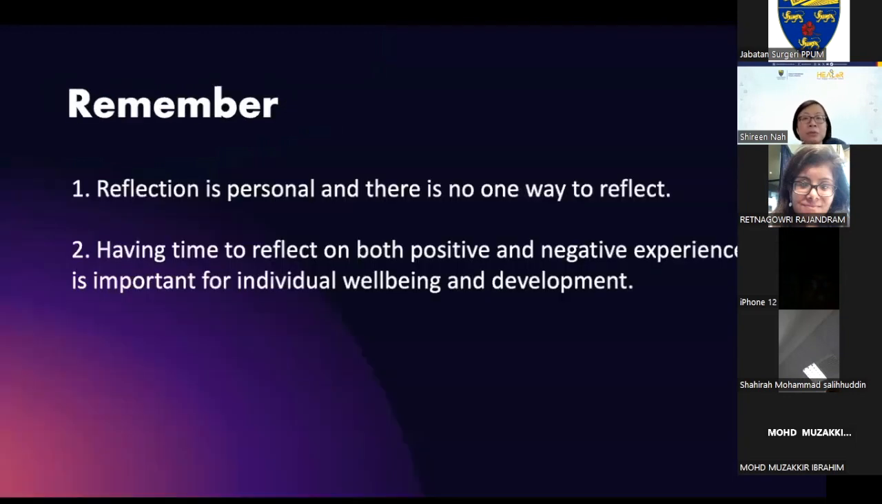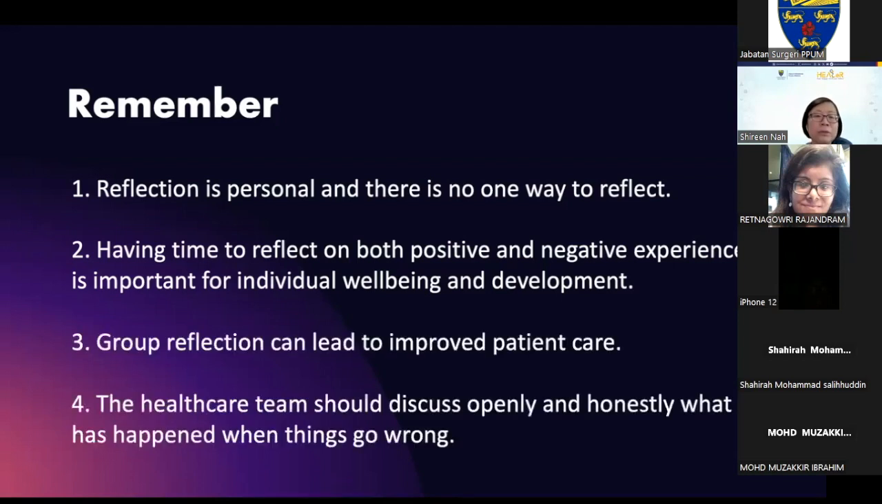So remember, reflection is personal. There's no one way to reflect. I can't tell you that you must reflect a certain way and if you didn't do it, it's wrong. No, it's supposed to be a very personal process. You must have time to reflect on both the positive and negative experiences, and this is important for your well-being. If someone is constantly reflecting on all the negative experiences they have, that's not very healthy. You want to also focus on the things that you did well so that you can continue doing them.